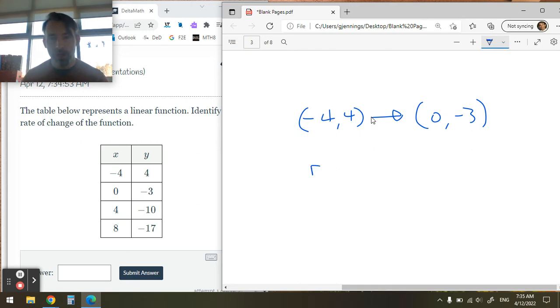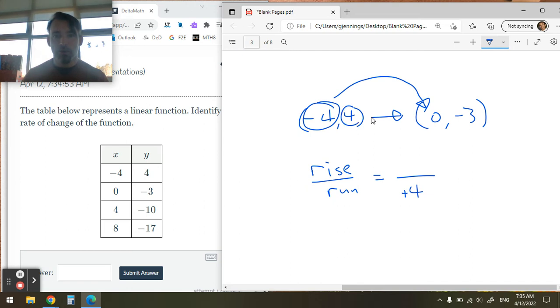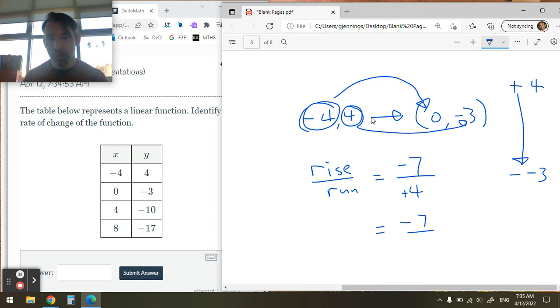So we want rise over run. Let's first do our run. Our run is our change in x. So -4 goes to 0. That actually got bigger by 4, plus 4. And then 4 goes to -3. If it went from 4 all the way down to -3, that would be a rise of -7. So here my answer would be -7 over 4.